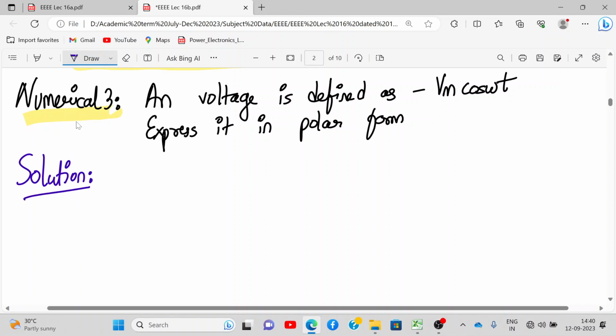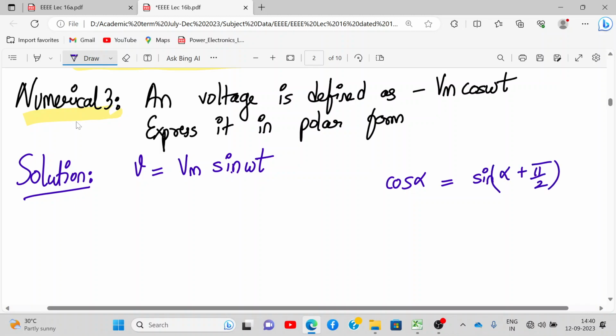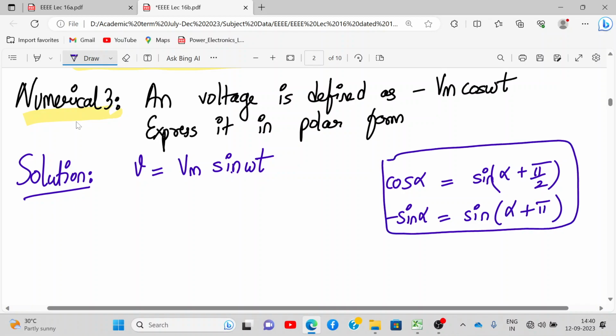Don't forget the standard form. What is the standard form for voltage? Vm sin omega t. How will you convert into cos? Cos alpha is sin alpha plus pi by 2, yes or no? Mathematics. And minus sin alpha is sin alpha plus pi. So remember these two mathematical quantities. You can open the bracket now, you will get the same thing.